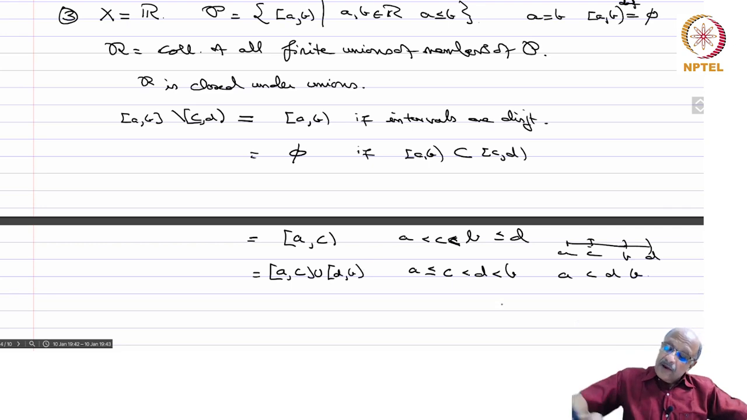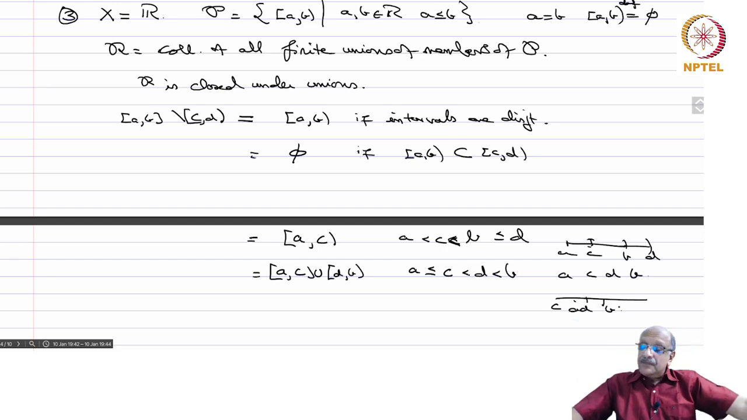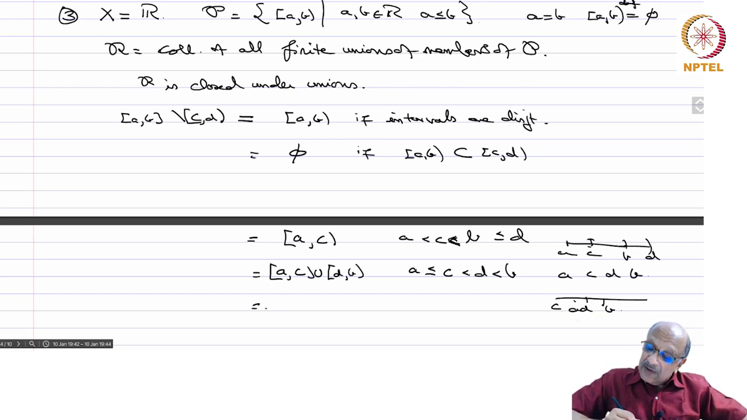Okay. And if you have that, if C is on this side, then you have A, then you have D, and then you have B. Okay. In this case, you will have AB minus CD being nothing but DB.